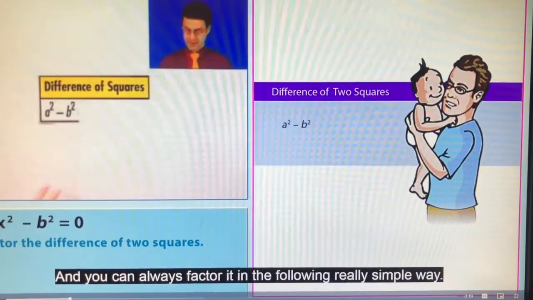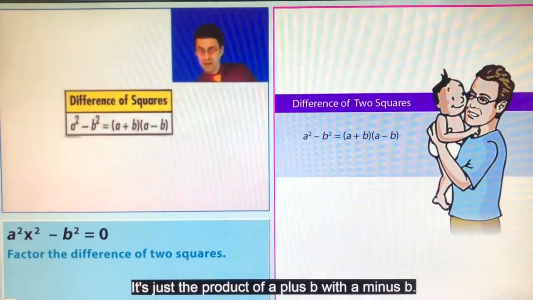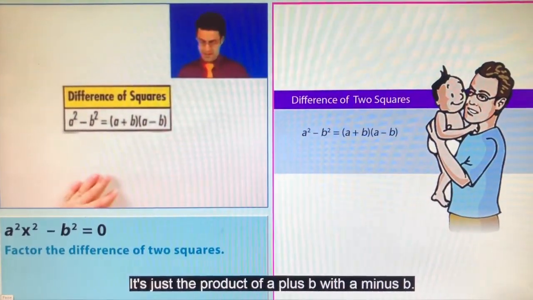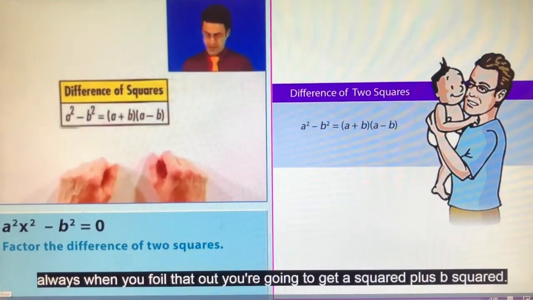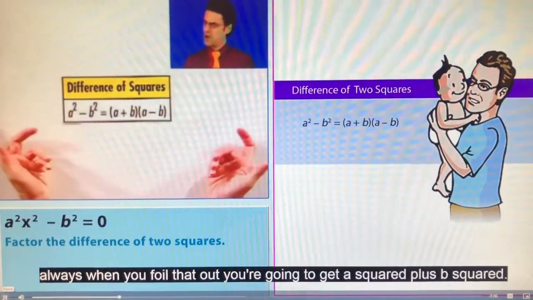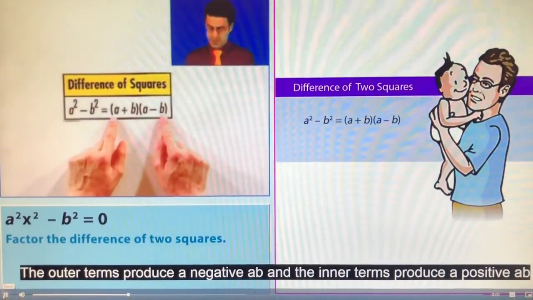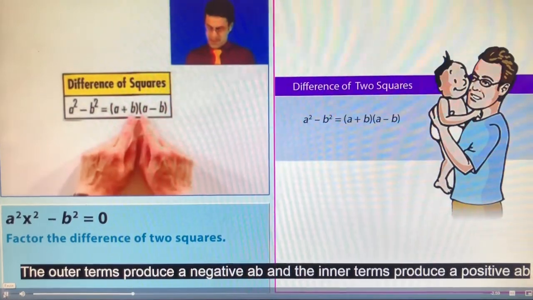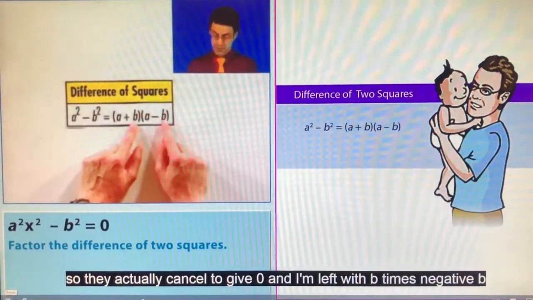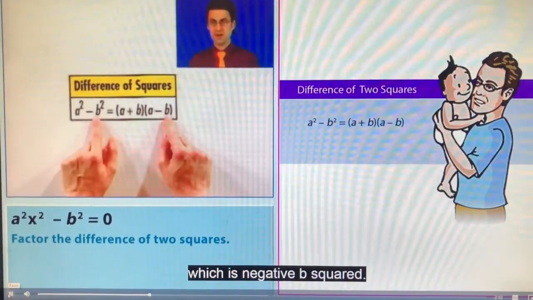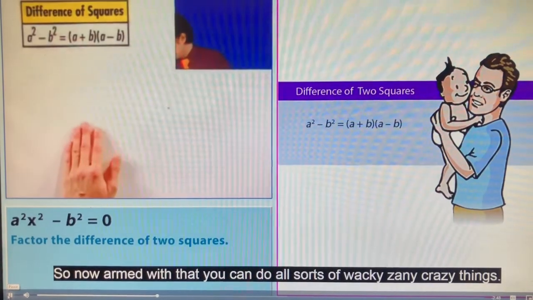And you can always factor it in the following really simple way. It's just the product of a plus b with a minus b. So a plus b times a minus b, always when you FOIL that out, you're going to get a squared minus b squared. Why? A times a is a squared. The outer terms produce a negative ab, and the inner terms produce a positive ab. So they actually cancel to give 0, and I'm left with b times negative b, which is negative b squared. There you have it. So now, armed with that, you can do all sorts of wacky, zany, crazy things.